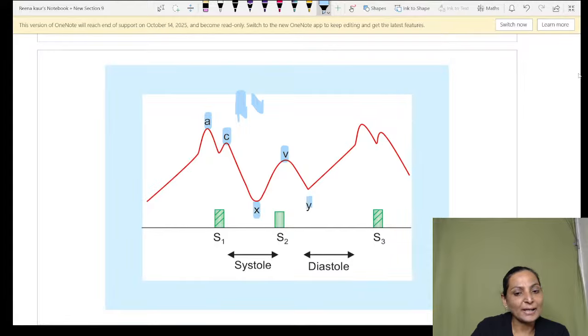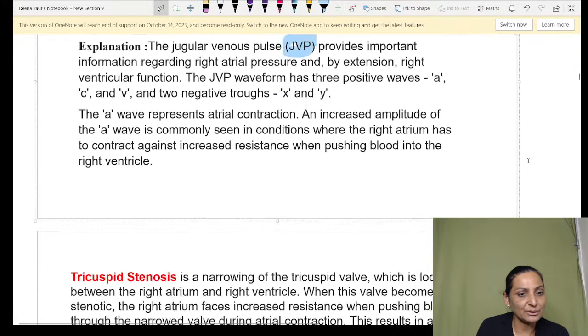X and Y are negative waves, that means a decrease in pressure in the right atrium, where X is in the period of atrial relaxation and Y is when there is filling of the blood from the atria into the ventricles. So the blood passes from the atria to the ventricles. The decrease in the blood volume also decreases the pressure. So this is the normal jugular venous pressure.